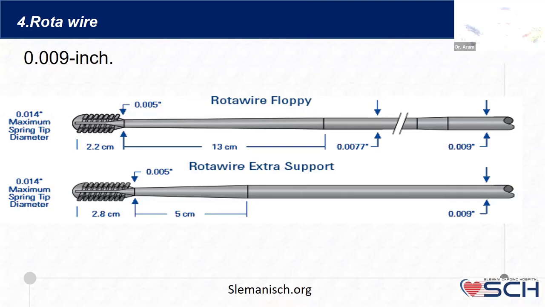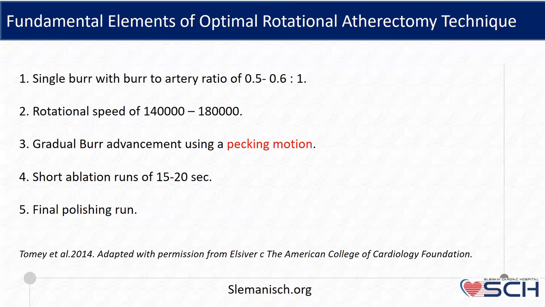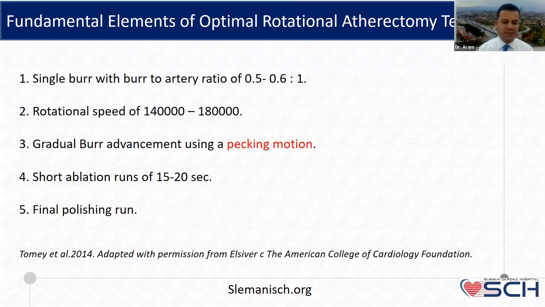So the second part is the other part, which is the rotor wire. There are some fundamental elements. These are the major parts of the atherectomy system. There are some fundamental elements that you need for optimizing your procedure. These should be kept in mind. These are the ABCD, or ABC, of rotational atherectomy.